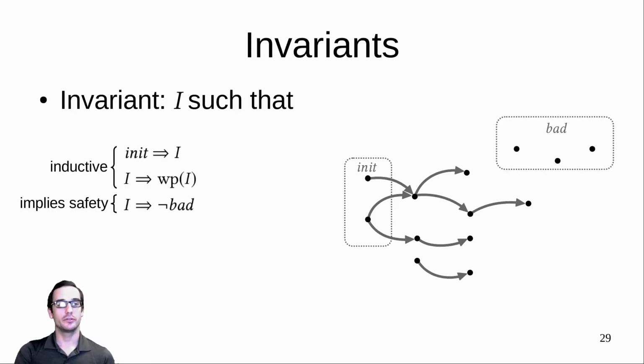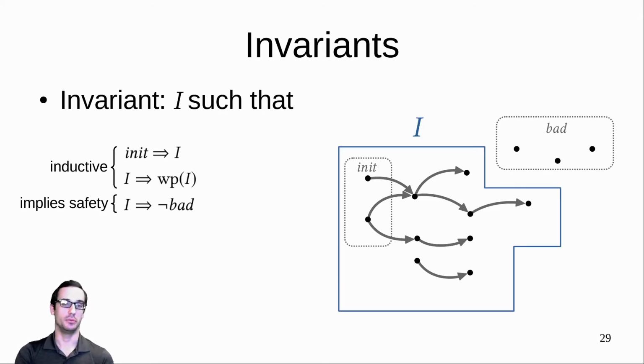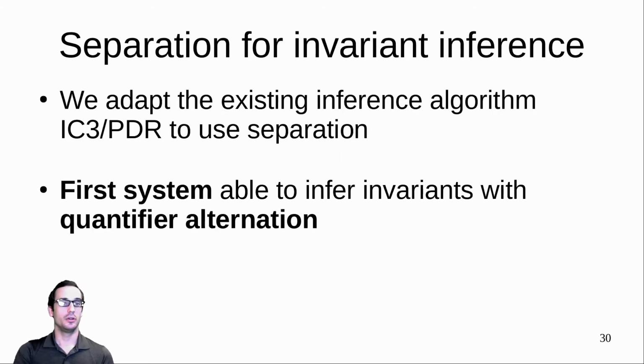Now, an invariant for such a system is a formula I such that the initial states all satisfy I, and I is preserved under the transition relation. In particular, if we start in a state satisfying I, then all of its successors will also satisfy I. And finally, we need I to eliminate the bad states. In order to infer invariants, we're going to adapt an existing inference algorithm called IC3PDR, and we're thus going to obtain the first system that's able to infer invariants with quantifier alternation.